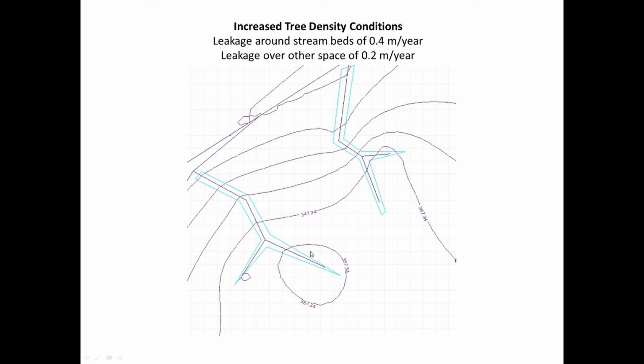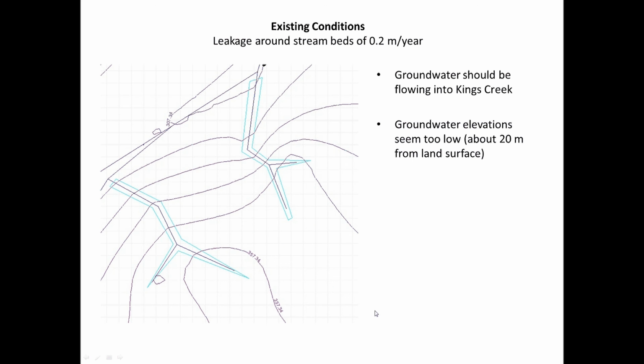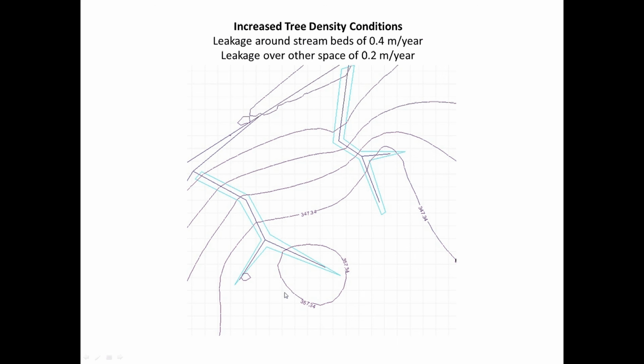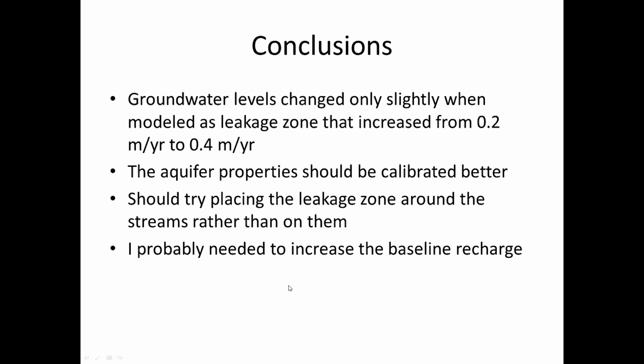And you can see that the groundwater levels didn't change very much. You got a nice circle right here, and that's different from this one, but it's still 357 meters in this area. To conclude, the groundwater levels only changed a little bit when modeled as leakage zones that increased from 0.2 meters per year around the stream beds to 0.4 meters per year around the stream beds and 0.2 meters per year everywhere else.